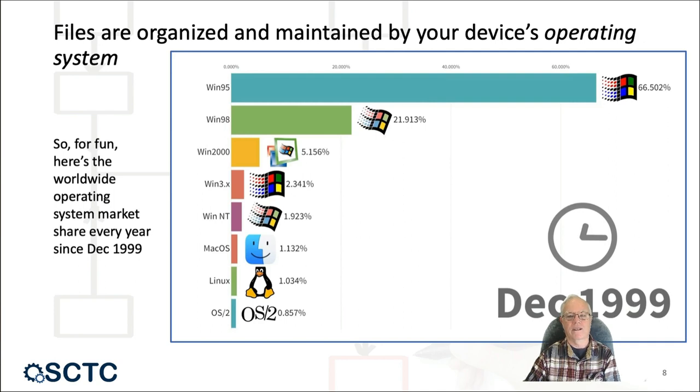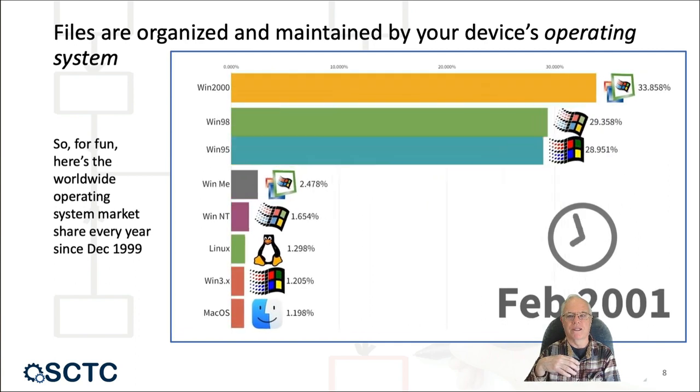You can see here in almost 2000, Windows 95 has 66% of the market. Windows 98, Windows 2000, Windows 3.1, Windows NT. The top 5 are all Windows. The reason for that is because there were no handheld devices. Although the iPhone hadn't been invented yet, so these are all PCs or desktop PCs or desk side.